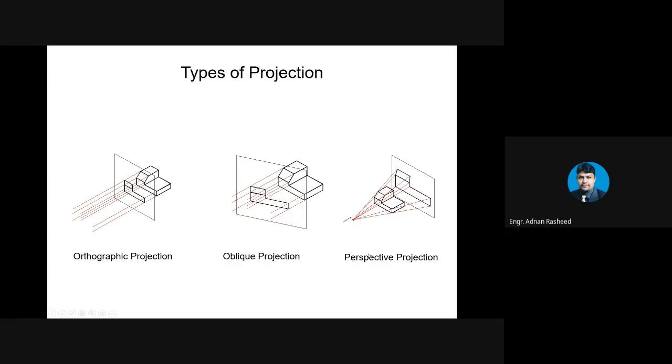In perspective projection, the projectors, or rays of sight, are taken from a single point, a single source point. Okay, and these source points and the rays that are originating from these source points are hitting the picture plane and the image will be formed. So this type of projection is known as perspective projection.